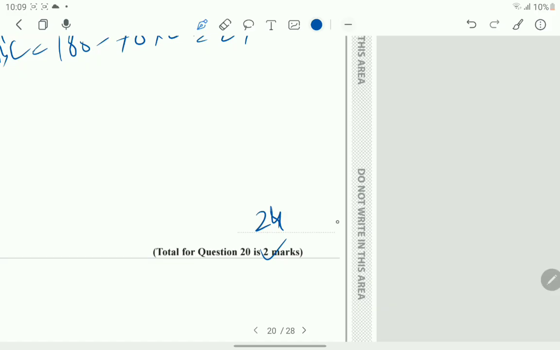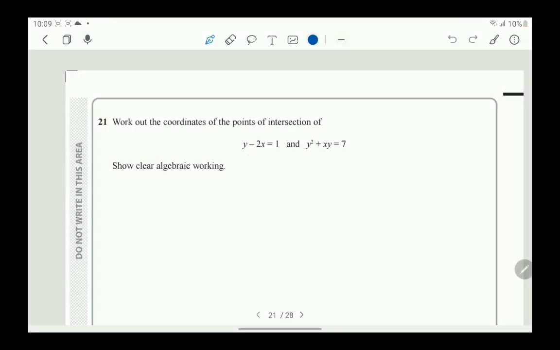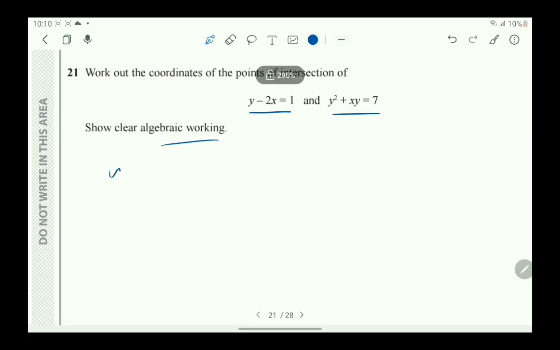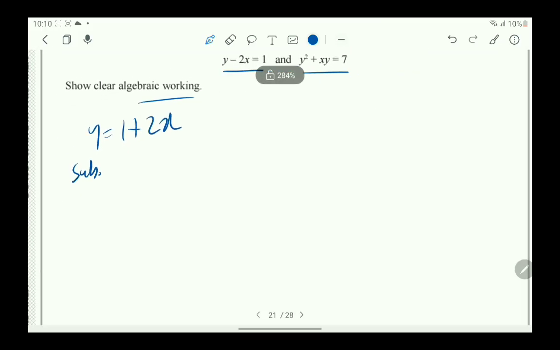Moving on, we have: work out the coordinates of the points of intersection of a linear equation y minus 2x equals 1 and a quadratic equation y squared plus xy equals 7. Show clear algebraic working. Now let's make y the subject first. y equals 1 plus 2x. Now substituting this in the quadratic equation, we get (1 plus 2x) whole squared plus x times (1 plus 2x) equals 7.